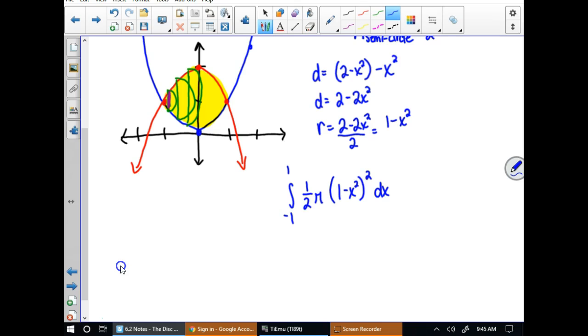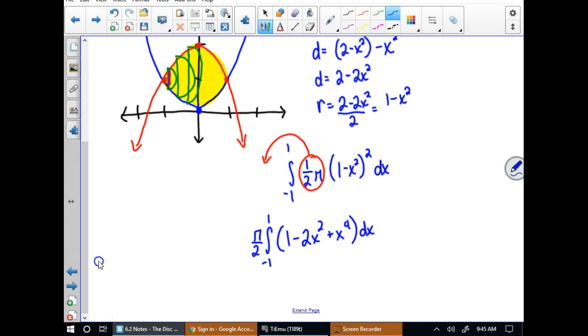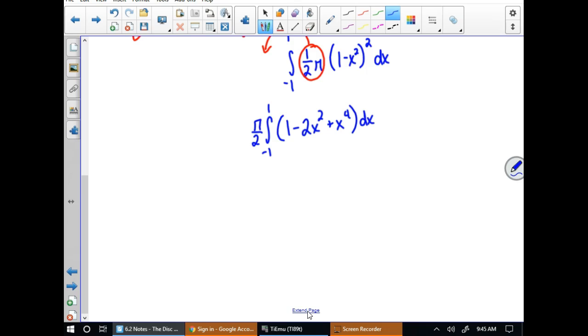Okay, so what I would do is take this 1/2 pi, it's just a coefficient, and put it out front because that makes it easier to integrate. So you'll have pi over 2, integral from -1 to 1 of, I'm going to go ahead and multiply this out, 1 minus 2x squared plus x to the 4th dx. And then we are going to integrate here. We're just going to leave our pi over 2 out front. So we'll get x minus 2/3 x to the 3rd plus 1/5 x to the 5th, and we're evaluating that from -1 to 1.